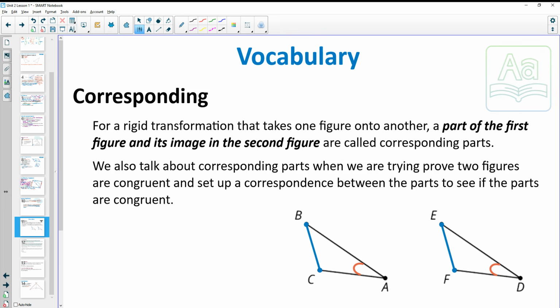So then we've got some vocabulary here. You can choose to write it down if you want to. You don't have to. But corresponding means that when we move these images, so when we have a rigid transformation, the parts of the first figure and its image in the second that land on each other are the corresponding parts. So BC's image is EF. Those are corresponding segments. BA and ED would be as well. CA and FD would be as well. And then you also have corresponding angles. A with D, C would go with F, angle B would go with angle E. So those are the corresponding parts, basically the ones that land on each other.